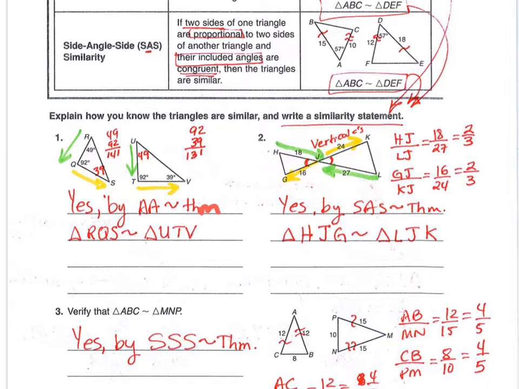So what I did is I compared HJ to LJ. And that's usually the case. They go kind of like a cross. This would be similar to this, and then this would be similar to this. So I wrote HJ over LJ, which is 18/27. Then I reduced by what number?